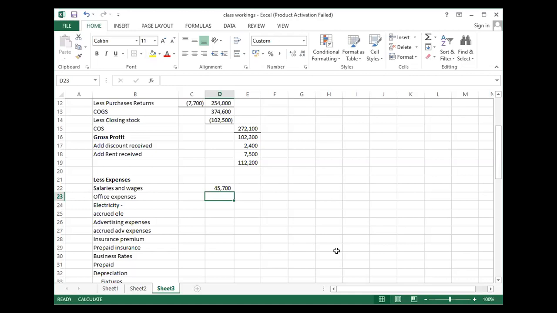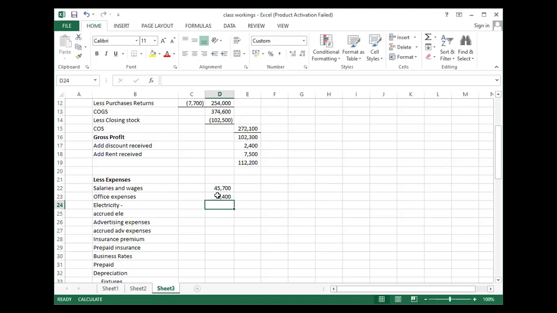Good. The next one is office expenses. What was the amount of office expenses? It was 8,400. Look at the additional information. Is there any other transaction affecting office expenses there? No. So office expenses is recorded there, 8,400, right?